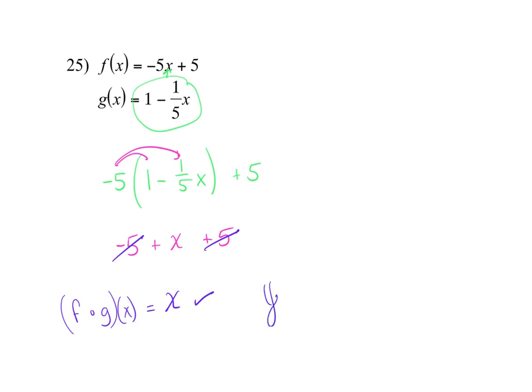That means, yes, these are inverses of each other, all right? So if you get just an x, it is an inverse. If you get anything else, x plus 2, x minus 2, 2x plus 3, it doesn't matter. If it's anything except just the variable x, they are not going to be inverses of each other. And you use composition to see if they are or if they are not.